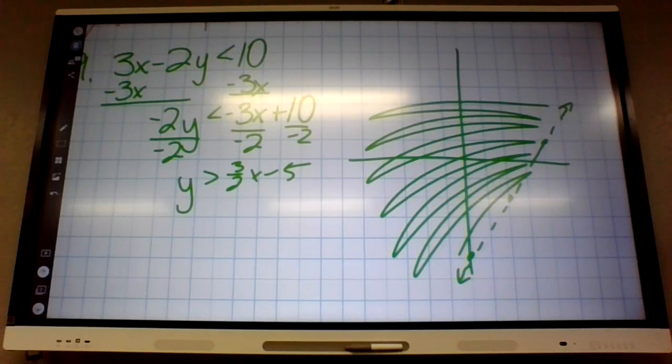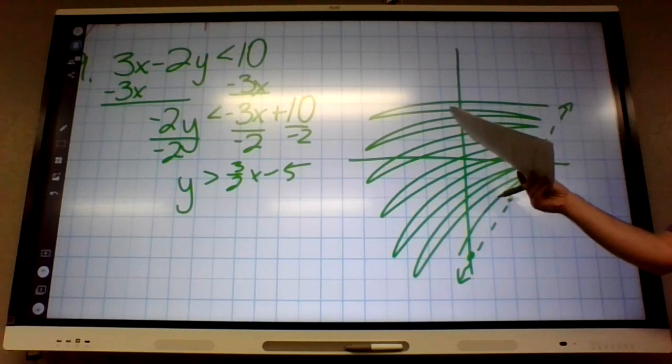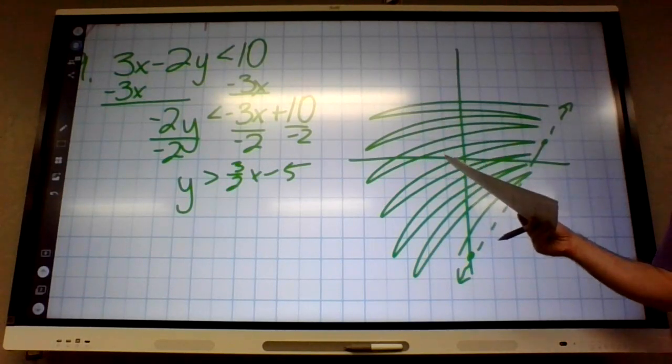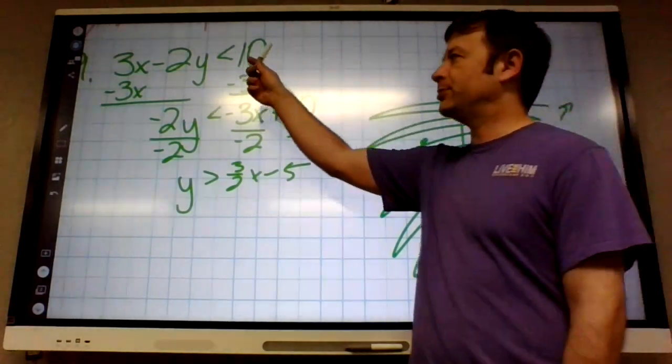You guys know what the shading has to do with anything? Any point in this shaded region, for example, -2, 1, would be a solution for the inequality.